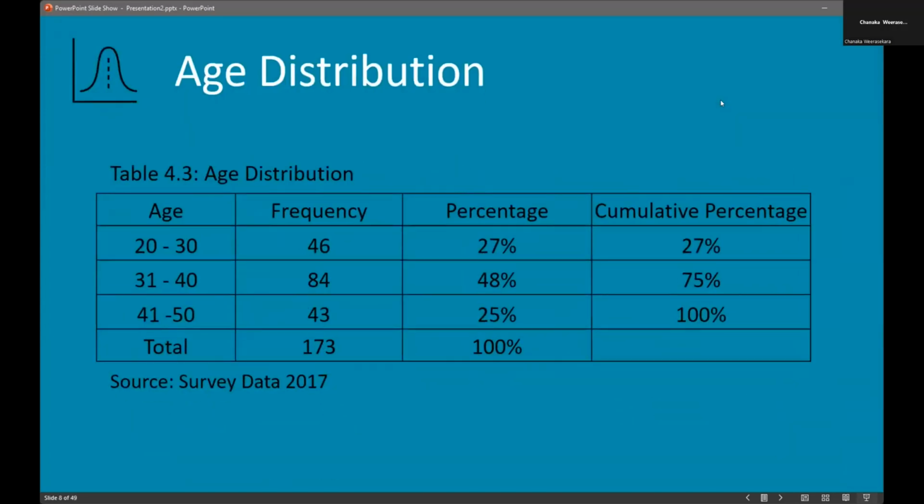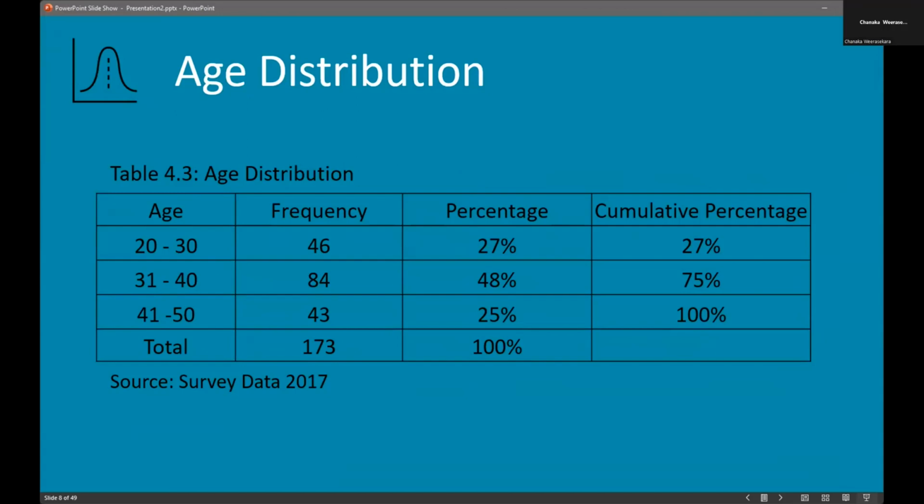Then we have age distribution. You can see I have given some categories of age, from 20 to 30, 31 to 40, 41 to 50, and then the total. The frequencies are given, percentages are given, and cumulative percentages are also given. This way you can also present your age distribution.